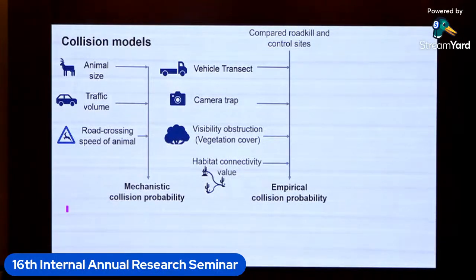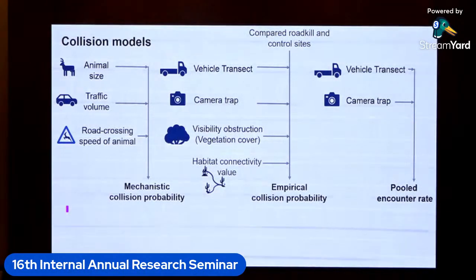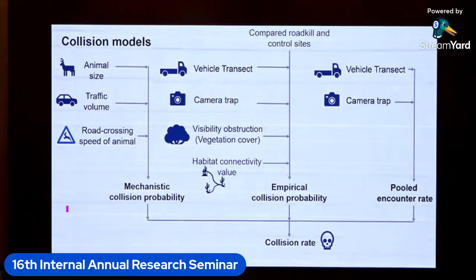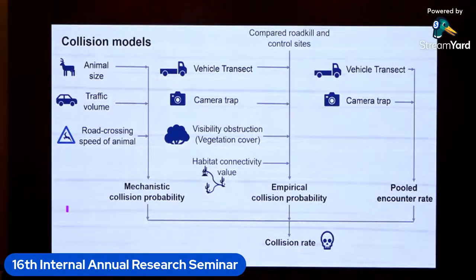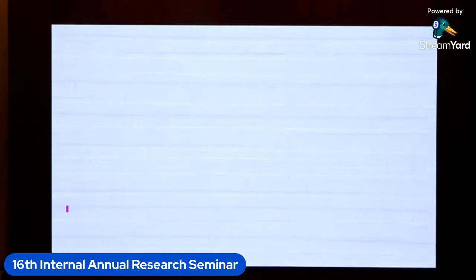And in the end, we pooled the encounter rate coming from vehicle transit and camera traps. We merged both the values, and that gave us the pooled encounter rate. By overlaying the collision probability with the encounter rate, we got the collision rate for each segment. So now, on one side we have all the segments with the connectivity value, which tells how important the segment is to maintain habitat connectivity for the species. On the other side we have the collision value, which is the probability of collision for both the key species. Now the time comes to combine both the models.